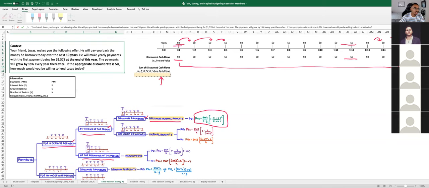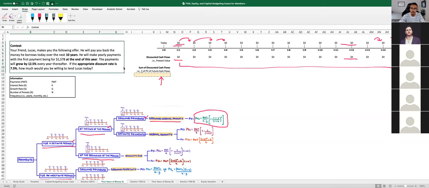1,578 at the end of this year, all right? And the payments will grow by 12.5%, and your discount rate will be 7.5%, okay? And with all this information, could you tell me how much you would be willing to lend Lucas today? In other words, what would be your present value?